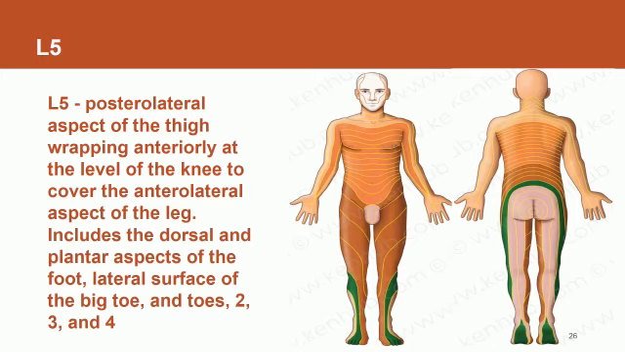L5. A quarter of the way down the lateral aspect of the fibula and then into a diagonal line with the big toe on the dorsum of the foot. Remember, the tibia and fibula are the bones present in the leg.